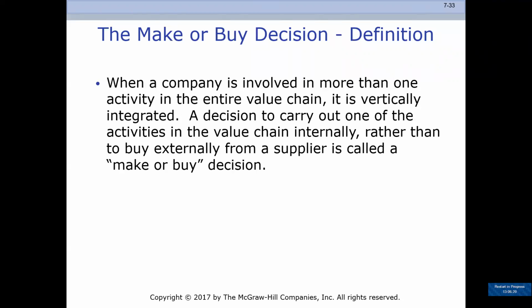So again, we have a make or buy decision. Adam Smith, you've heard of him, right? He wrote a book called The Wealth of Nations. When did he write it? Same year as the Declaration of Independence. When was the Declaration of Independence written? 1776. It's the same year Adam Smith wrote his book, The Wealth of Nations.